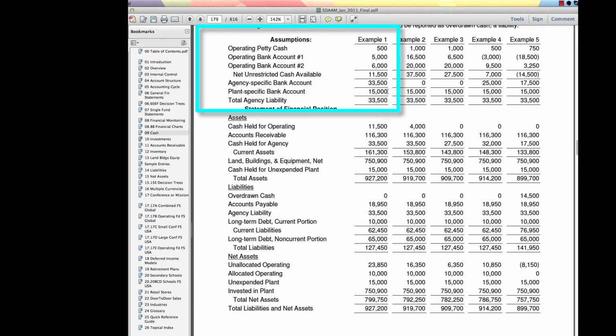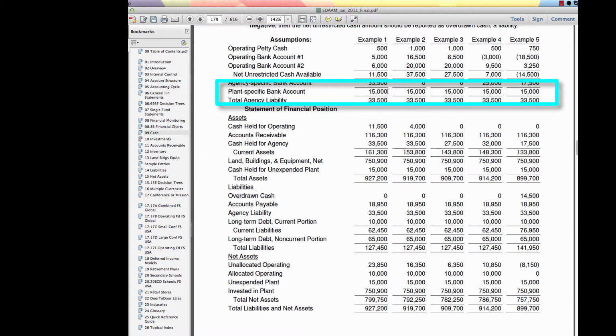Now we can dispatch with the plant fund bank account right away. The plant fund in all of our examples has 15,000, and all those 15,000 go down in non-current assets. So we don't need to talk about it in the other examples. No matter if it's a cash account that can be gotten to right away, it goes down into non-current assets. So let's go back to the agency fund.